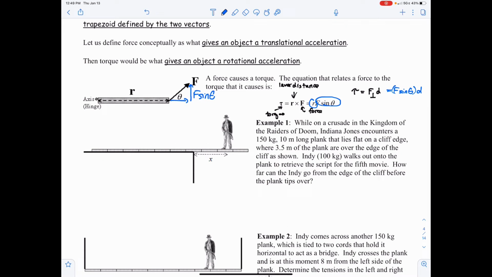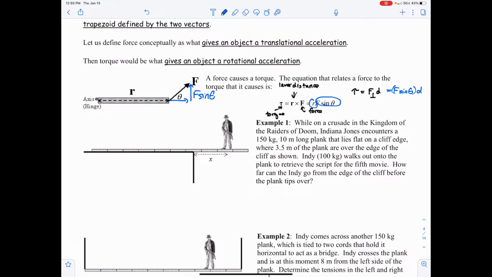Okay, let's take a look at example 1. While on a crusade in the kingdom of the Raiders of Doom, Indiana Jones encounters a 150 kilogram, 10 meter long plank that lies flat on a cliff edge, where 3.5 meters of the plank are over the edge as shown. Indy, approximately 100 kilograms, walks out onto the plank to retrieve the script for the 5th movie. How far can Indy go from the edge of the cliff before the plank tips over?